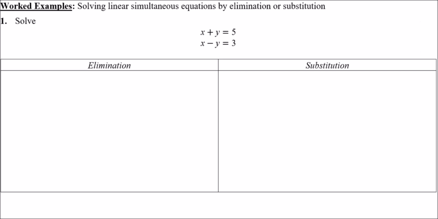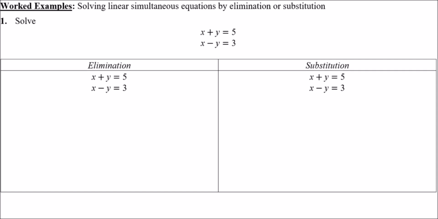We've got two different equations to solve simultaneously: x plus y equals 5 and x minus y equals 3. I'm going to copy these equations down in both the elimination and substitution columns as such. Now we can solve them.